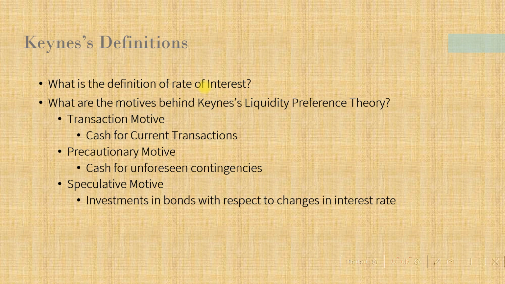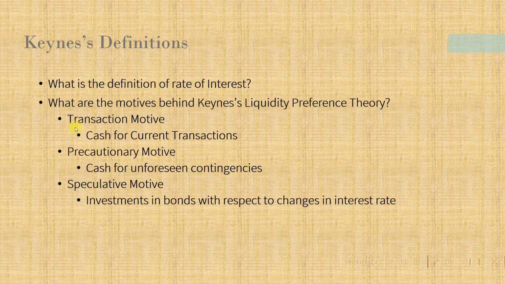Now, what are the motives behind Keynes' liquidity preference theory? Why does the general public prefer cash to be with them? As per Keynes' definition, there exist three different motives behind the desire of the public to hold on to liquid cash. The first one is transaction motive, the next one is precautionary motive, and the third one is speculative motive.